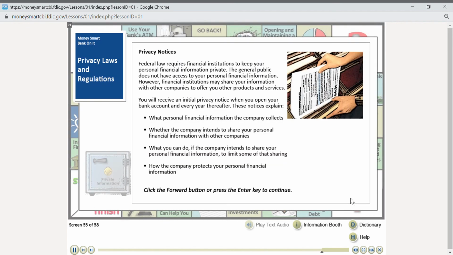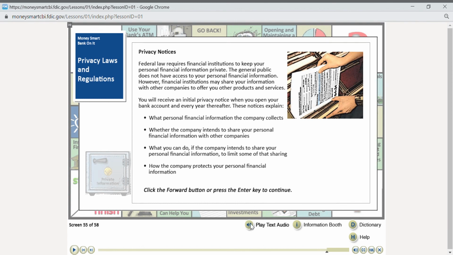You have probably received privacy notices from banks and other financial companies in the mail. It is important to read the privacy statement when you receive it. This section explains privacy notices and what you can do to limit the amount of your personal financial information that is shared with other financial institutions.